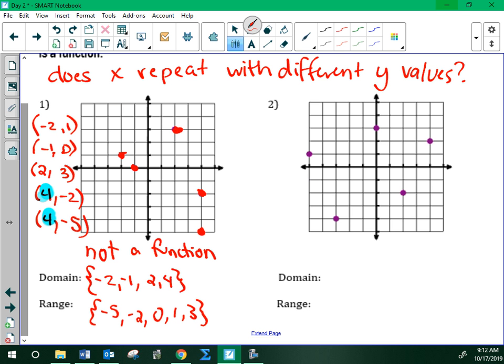Let's take a look at number 2. Again, we're just going to list our points. I just like to go from left to right. You could go bottom, top, whichever you prefer. Just make sure you do all of them. All right, what's my ordered pair here? I heard -5, 1, good.